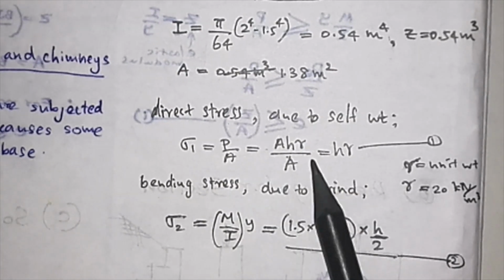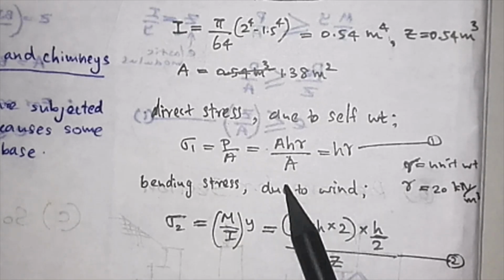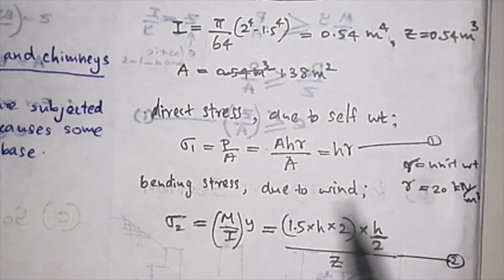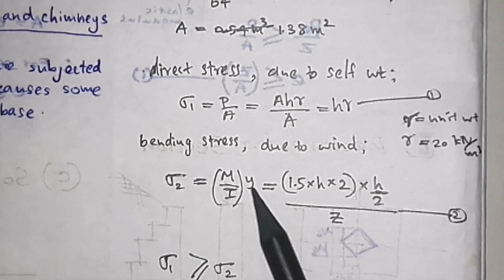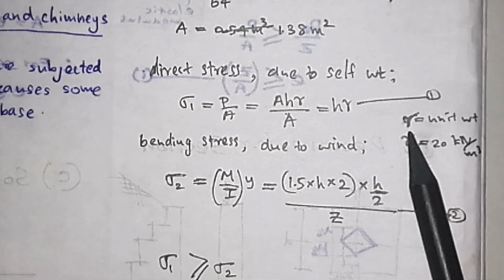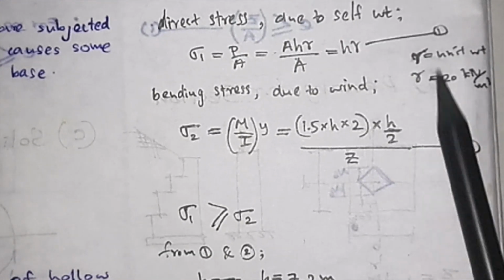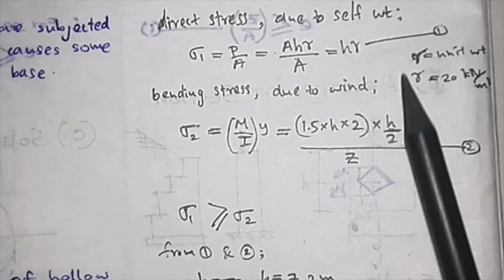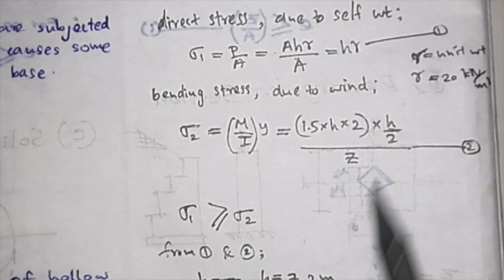So direct stress due to self weight, sigma 1 is P over A, gamma h over A, which will be simplified. So that is equation 1. The bending stress due to wind, that is sigma 2 is M over Z. You can substitute the values here, and this is the expression for that one. Gamma is the unit weight, that is 20 kilonewton per meter cube. So when we consider these two expressions, both are with h and r, so sigma 1 will become larger than sigma 2. So from 1 and 2 we can say, by simplifying those, h is equal to 7.2 meters.